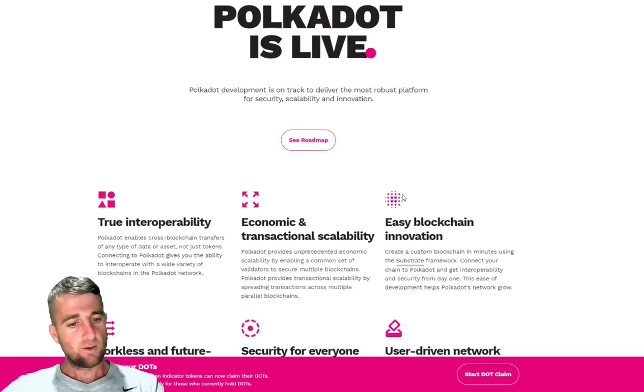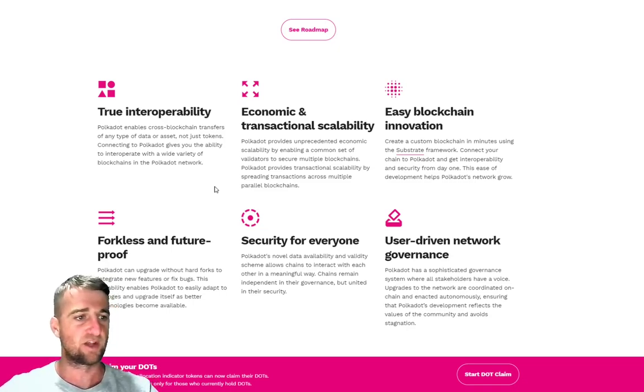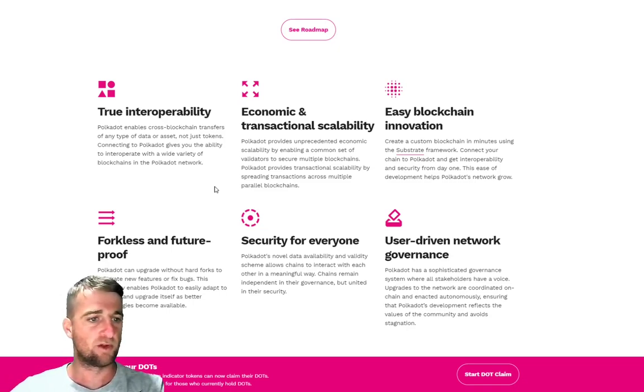And here we can see a breakdown of all the specific parts of the project. So we can start off with true interoperability. Polkadot enables cross-chain blockchain transfers of any type of data or asset, not just tokens. Connecting to Polkadot gives you the ability to interoperate with a wide variety of blockchains in the Polkadot network.